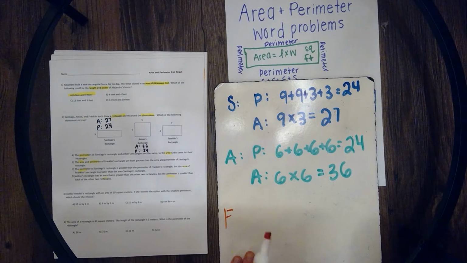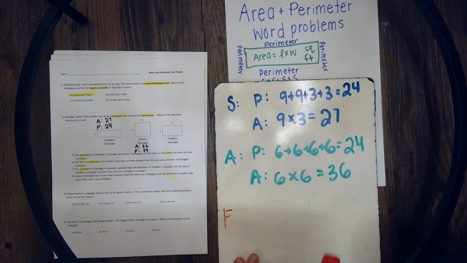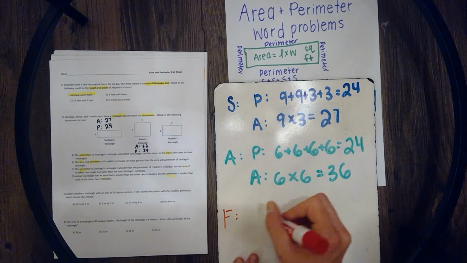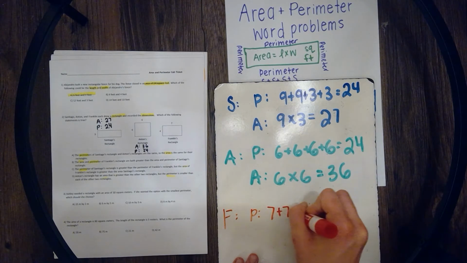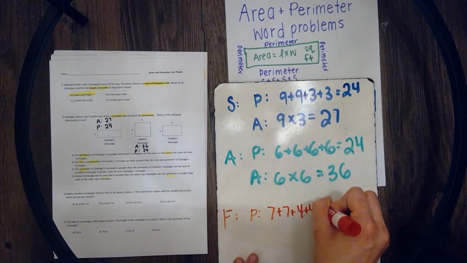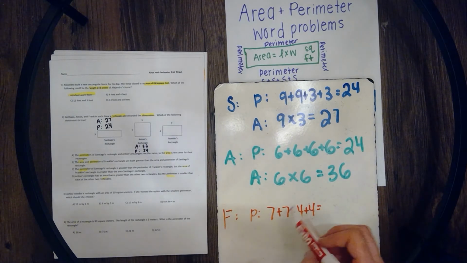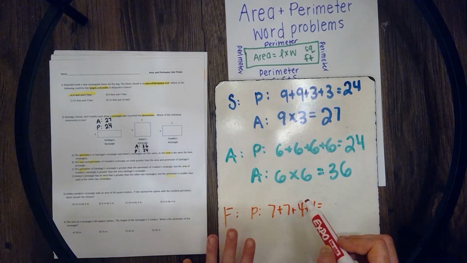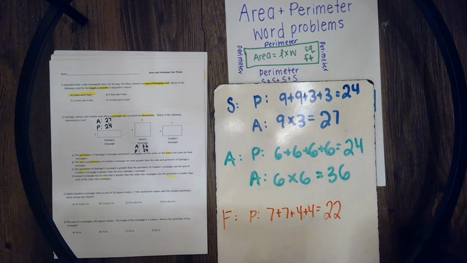And I know you might be thinking, why am I doing all this work to begin the problem? Because once we have the numbers, the answer will be very obvious. Franklin's. Okay, Franklin's perimeter would be 7 plus 7 plus 4 plus 4. That would be 14 and 8. So that's 14, 15, 16, 17, 18, 19, 20, 21, 22. 22.